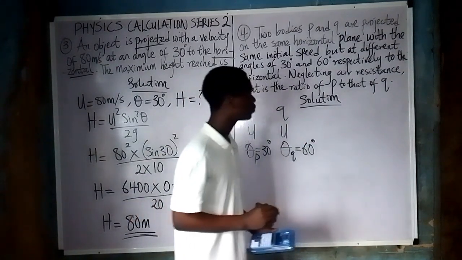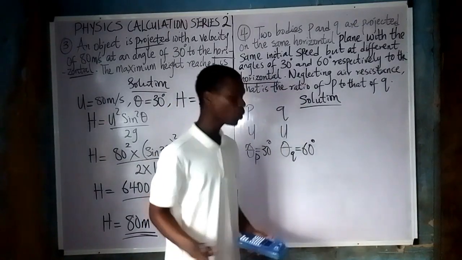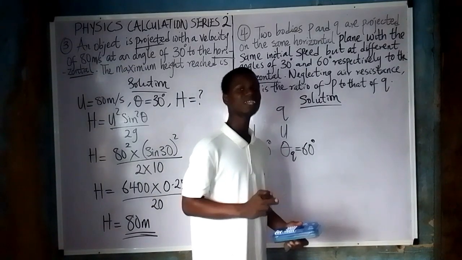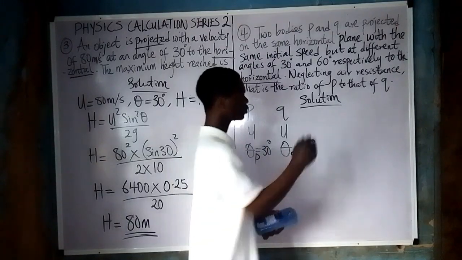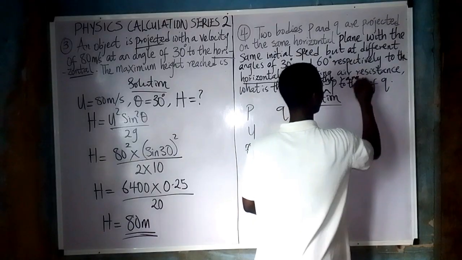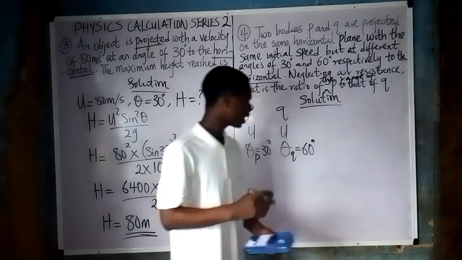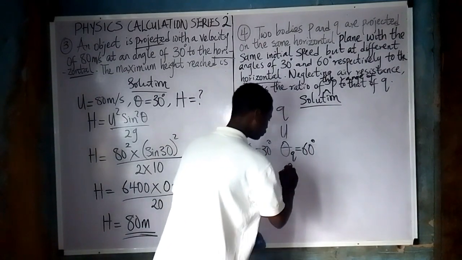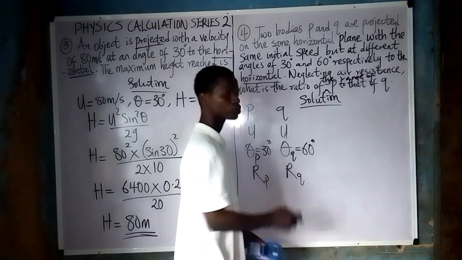Then what is the question? To the horizontal. Mind you, they said to the horizontal, so we are working with 30 and 60 directly. Then what is the question? Neglecting air resistance, what is the ratio of the range of P to that of Q? That was the question. We are asked to find the ratio of the range of P to the range of Q, R subscript P to R subscript Q.